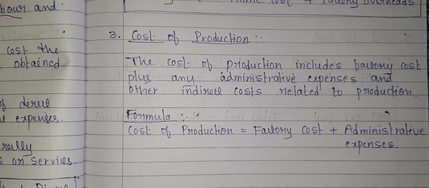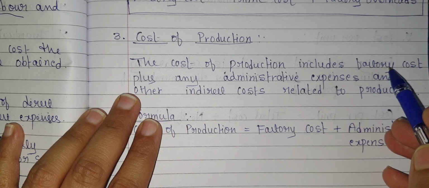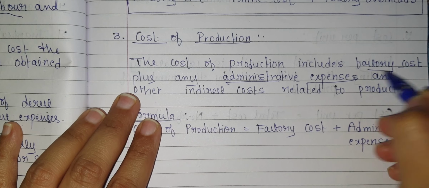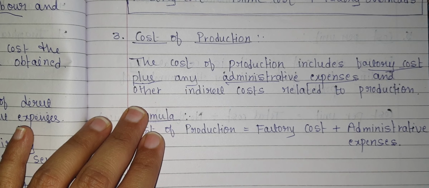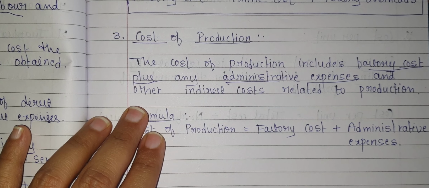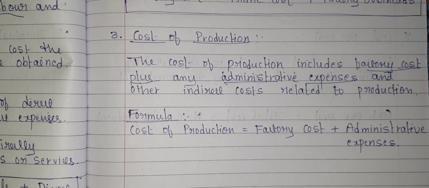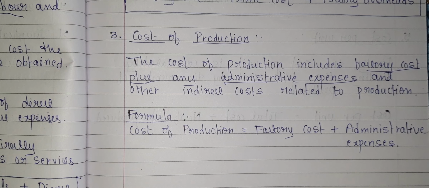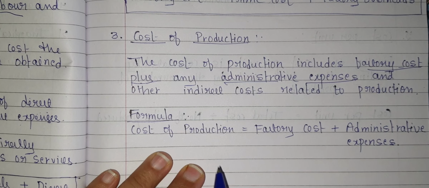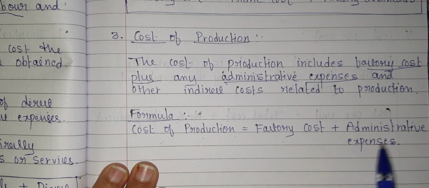Cost of production, it means what? It includes factory cost plus any administrative expenses and other indirect cost related to production. See the formula: cost of production equals factory cost plus administrative expenses.